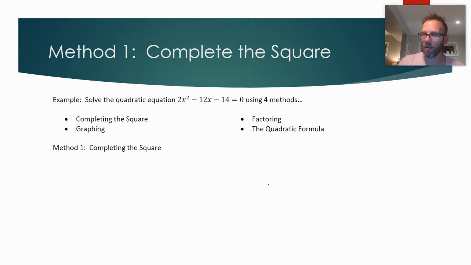We are going to solve the quadratic equation. This isn't related to the height question. This is just a random quadratic equation: 2x squared minus 12x minus 14 equals 0. We want to know what values of x make that equation true. I'm going to show you 4 methods. The first 2 may be a little bit impractical, and then the final 2 are the ones you're primarily going to use.